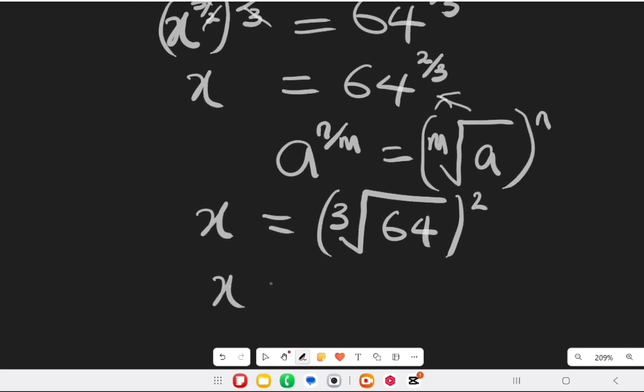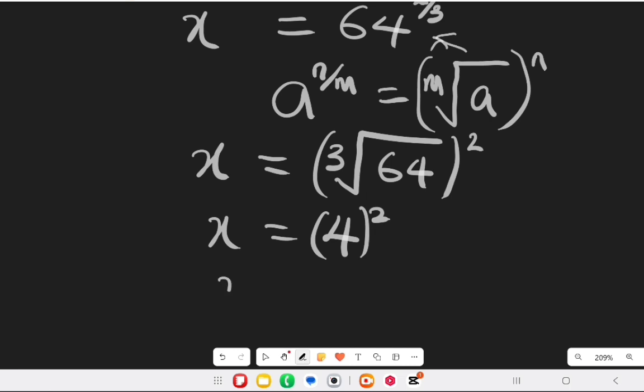If we continue, the cube root of 64 means the small number that you can multiply 3 times to give you 64, and that number is 4. 4 times 4 gives you 16, and 16 times 4 gives you 64. So this is 4 raised to the power of 2. x equals 4 raised to the power of 2, which means 4 times 4, which is 16. This is the final answer.